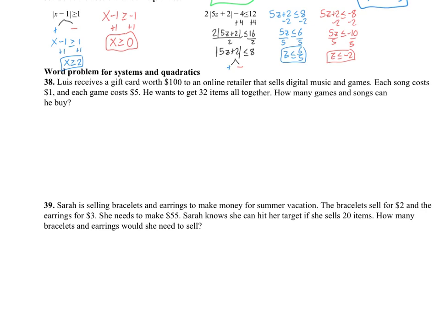So Luis receives a gift card worth $100 to an online retailer that sells digital music and games. I'm just kidding. Okay, so remember when we wrote these system of equations, guys, we always put money in the same equation, right? And then we put the other equation. So he wants to get 32 items all together. That's music and games, right? So I want my music plus my games to equal 32. And my music costs $1. So I'm just going to leave it as M. I'll put a 1. So $1 for music, $5 for games, and that's got to equal $100.